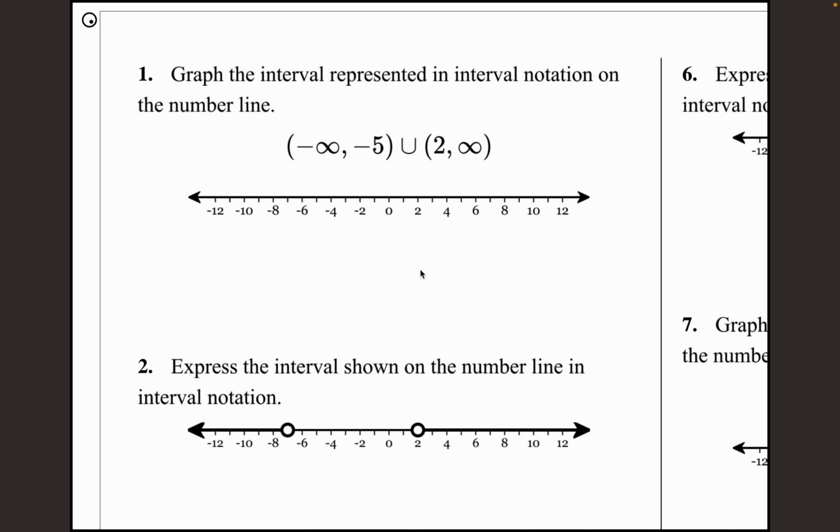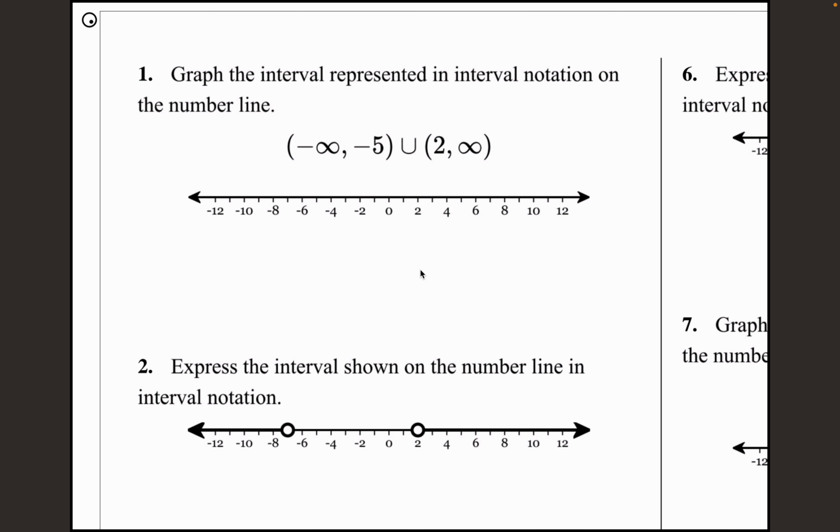Now you'll also have examples like this number 2 right here: express the interval shown on the number line. So we have to create our interval notation. The first thing we need to look at is that there's a gap. That means we're going to have a U. Let's go ahead and put that, and that's going to tell us we're going to have two different intervals.